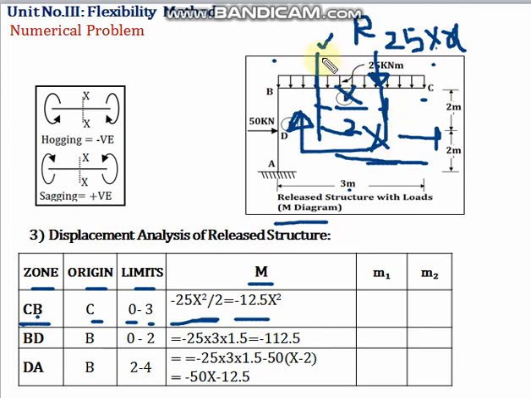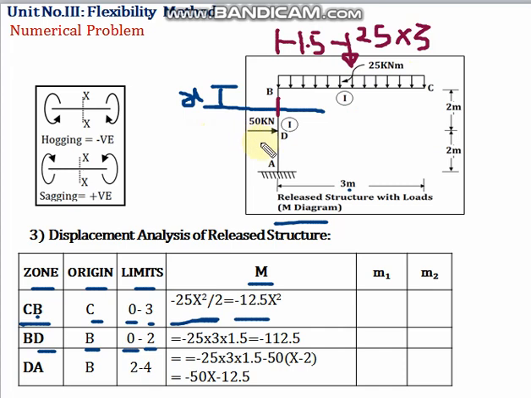Here I mark only the vertical axis, because the load which is acting to the right of the axis is vertical. That's why only the vertical axis is taken here. Now let's move toward the next zone. The next zone is the BD zone, and let's take the origin as B. B itself is the origin, so the lower limit is 0. Now D is how much away from B? D is 2 meter away from B, so the upper limit is 2.